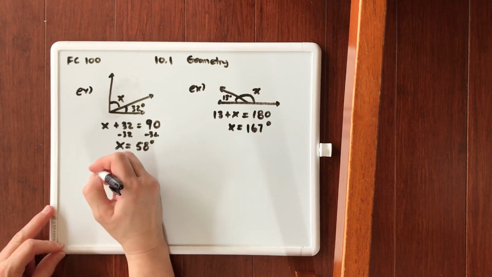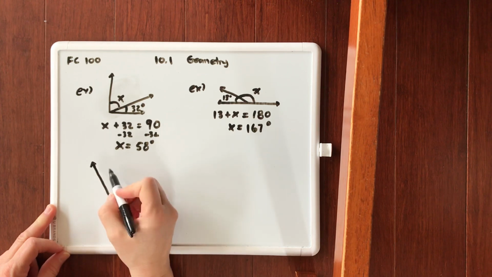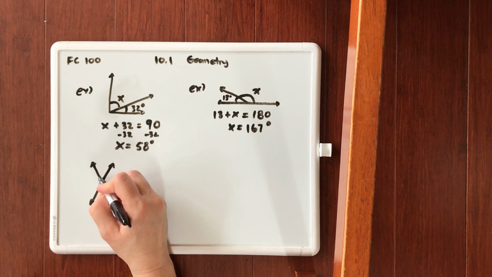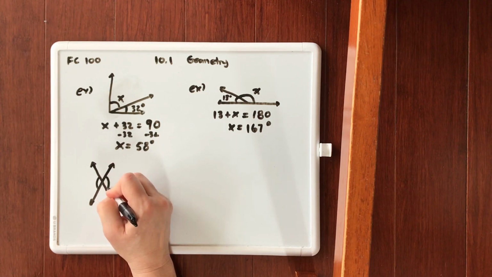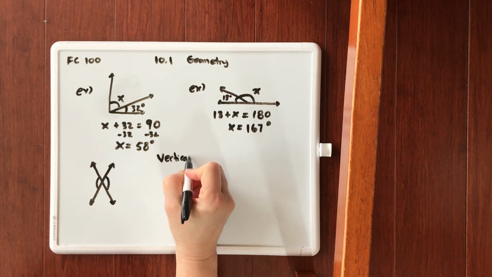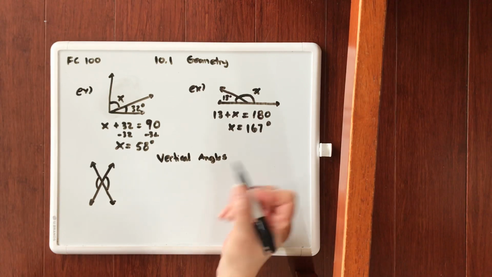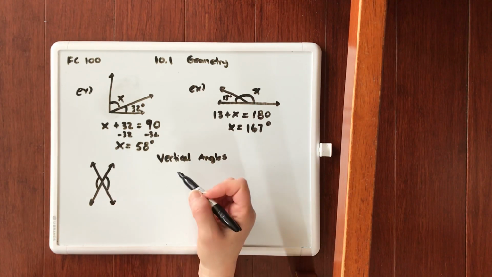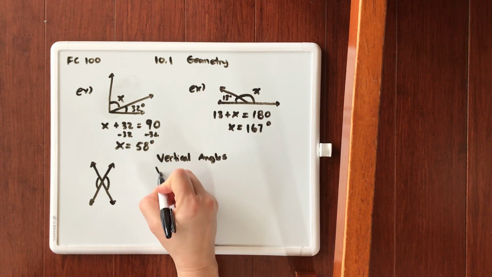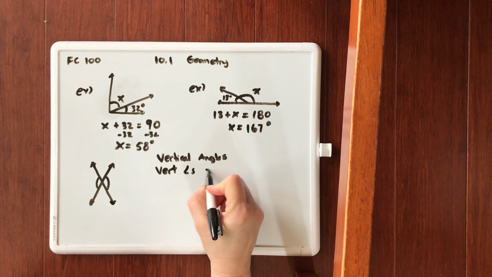Okay, let's look at other types of angles. If we take two lines and we just intersect them, the angles that they make, here's one angle and here's another angle, we call these vertical angles. Okay, notice they have the same measure. When they have the same measures, we say they're congruent. Vertical angles are congruent.